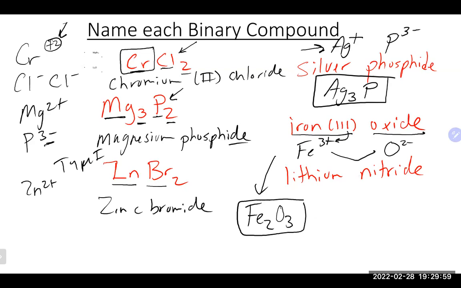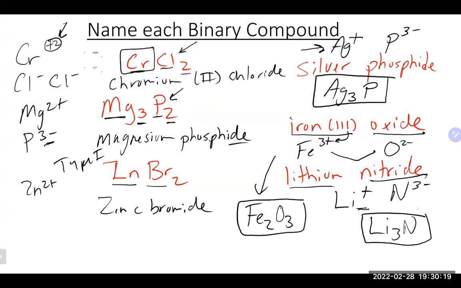Lastly, we have lithium, no Roman numeral, nitride. So lithium is group 1, which means it has a +1 charge. Nitride is nitrogen, which is group 3. In this particular case, we will need 3 of our lithiums to balance it out. So Li3 and 1 nitrogen there at the end. Any questions on any of these here?